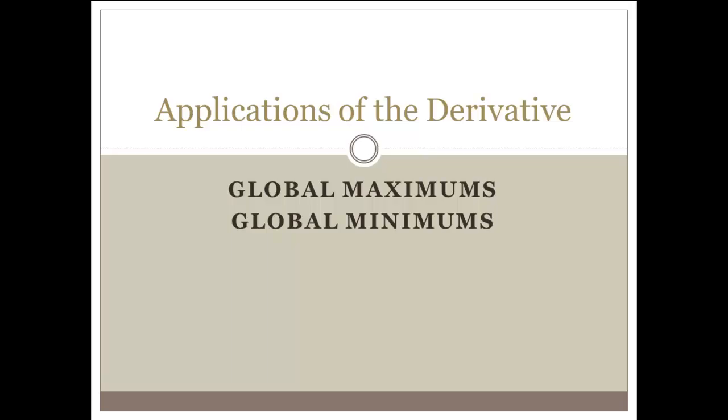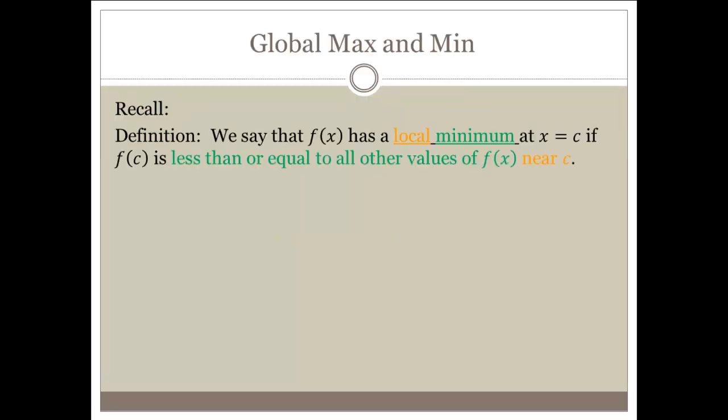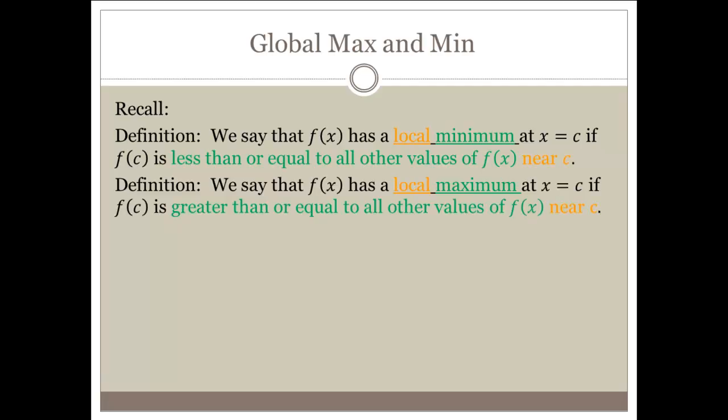We will now look at how to find global maximums and global minimums of a function. Recall, we said that a function has a local minimum at x equals c if f of c is less than or equal to all other values of f of x near c. And f of x has a local maximum at x equals c if f of c is greater than or equal to all other values of f of x near c.